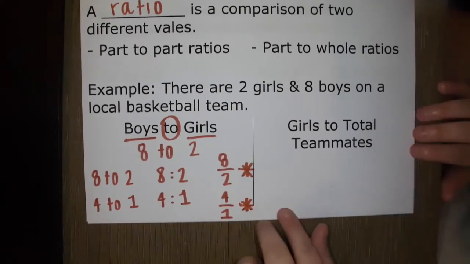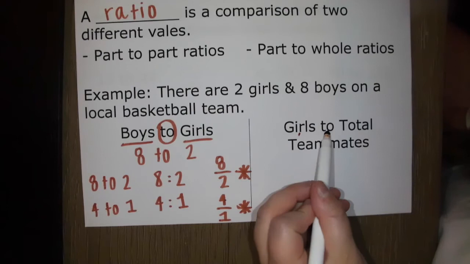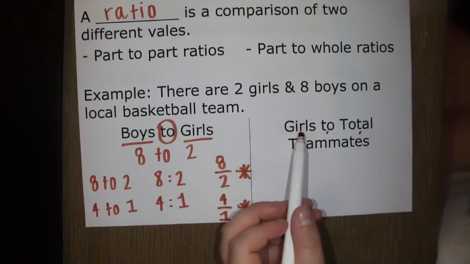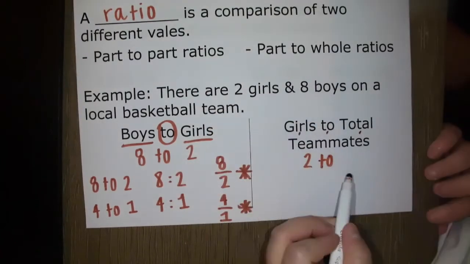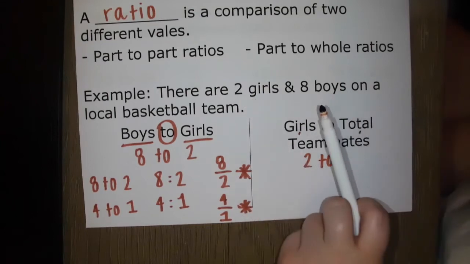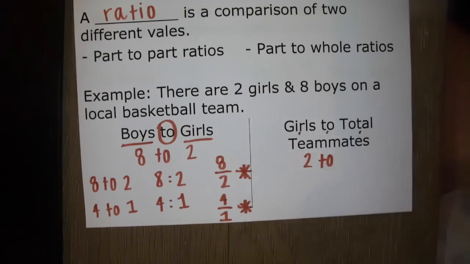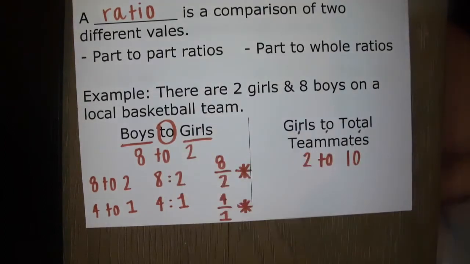Okay, so now on to girls to total teammates. So as you can see, the order is girls to total. So we need to list the number of girls first. They told us there were 2 girls on the team. And we need to compare that to our total teammates. Unfortunately, they didn't tell us how many people there were in total, but they did tell us there were 2 girls and 8 boys. And in order to be on the team, we can combine those 2 subsets to find our total. If there are 2 girls and 8 boys, that means there's a total of 10 people on the team. So the ratio of 2 to 10 would represent the number of girls to total teammates.